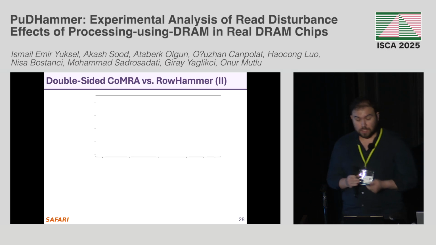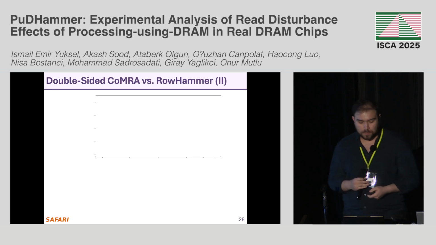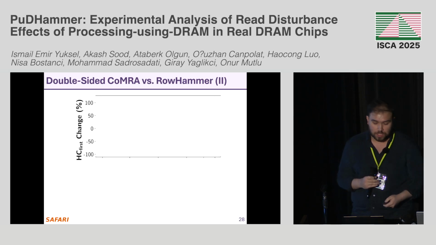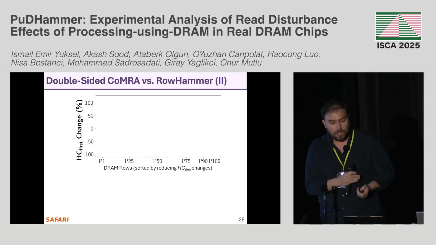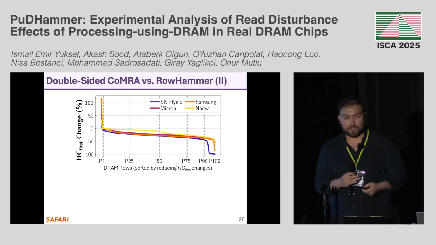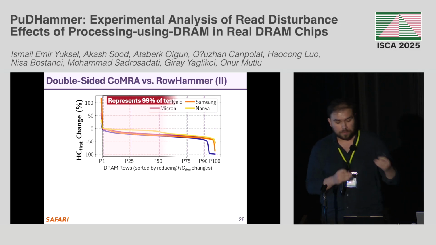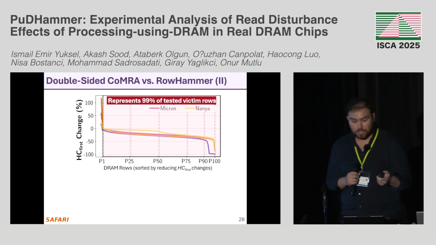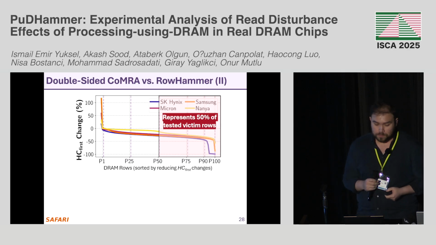In the second experiment, we would like to understand how each victim row behaves under double-sided COMRA versus RowHammer. In the y-axis, we have the HC first change. The x-axis has the DRAM rows sorted by reducing HC first change, and each line represents a manufacturer. Now let me walk through this plot. P1 to P100 represents 99% of tested victim rows. Similarly, P50 to P100 represents 50% of tested victim rows.